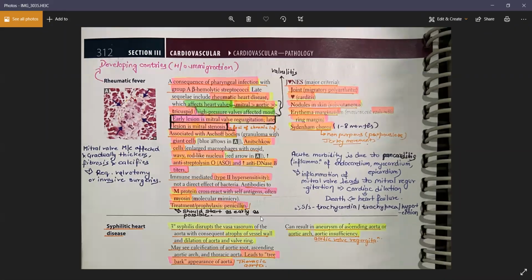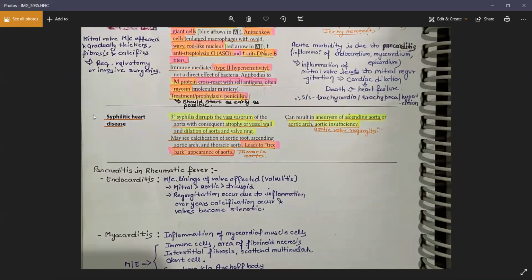Then comes syphilitic heart disease, which occurs only in tertiary syphilis. The characteristic feature of tertiary syphilis is the involvement of the heart. You will get endarteritis, which is the inflammation of the vasa vasorum. Vasa vasorum supplies the aorta, right? So the blood supply to the aorta is lost. You will get inflammation in the aorta.